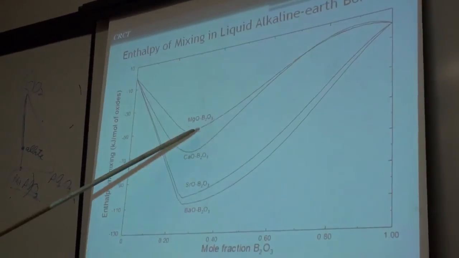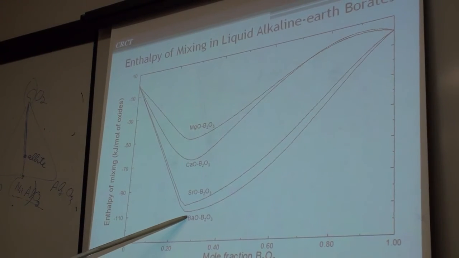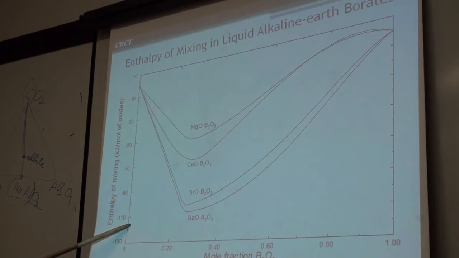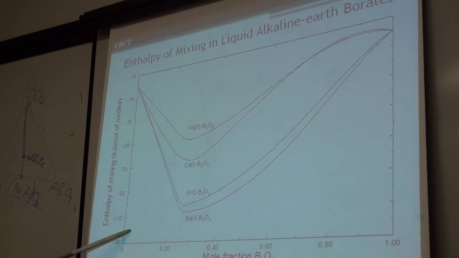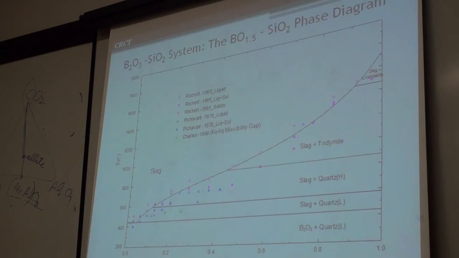The enthalpy of mixing is the same thing, and you see the network modifiers, as you go down the series, tend to be more and more important. Your barium oxide is your strongest network modifier. It has minus 110 kilojoules, which is a huge enthalpy of mixing. And the entropy, same sort of thing.